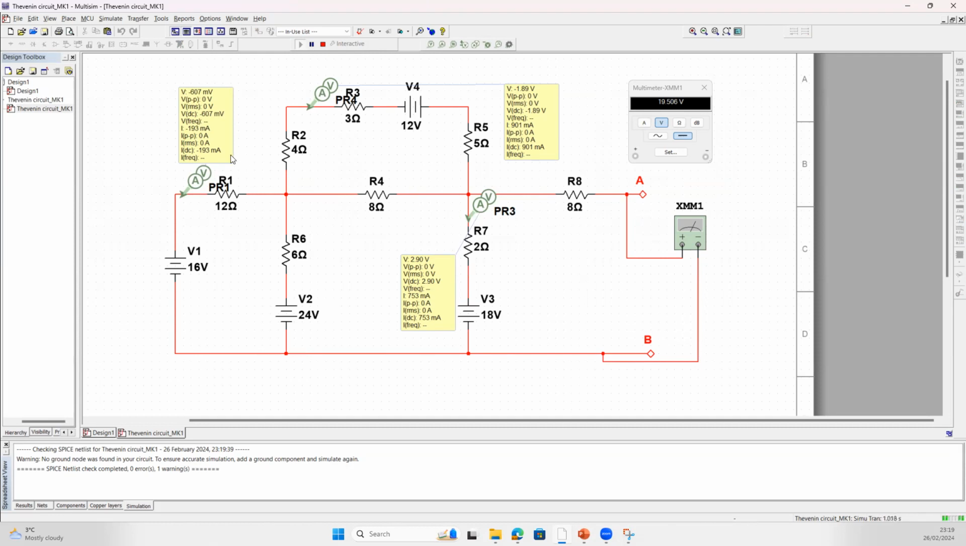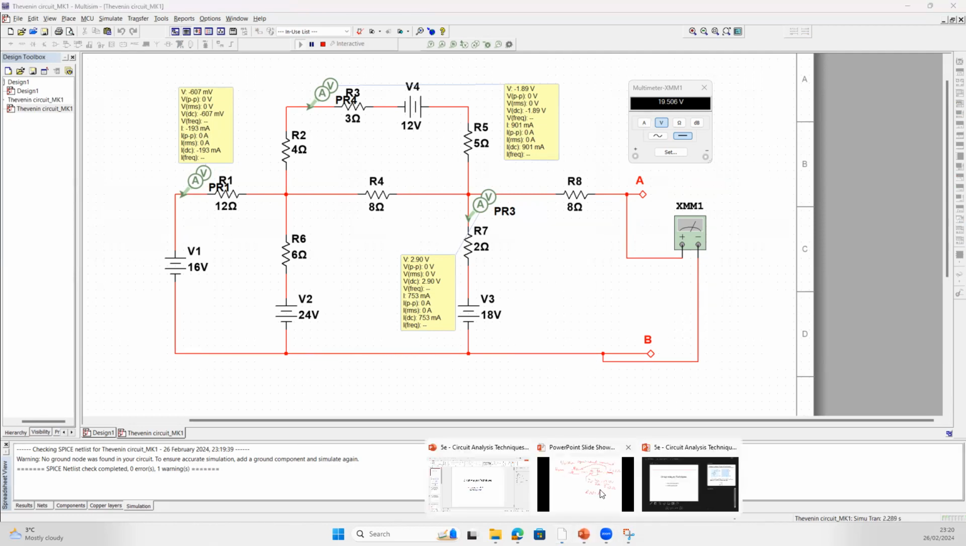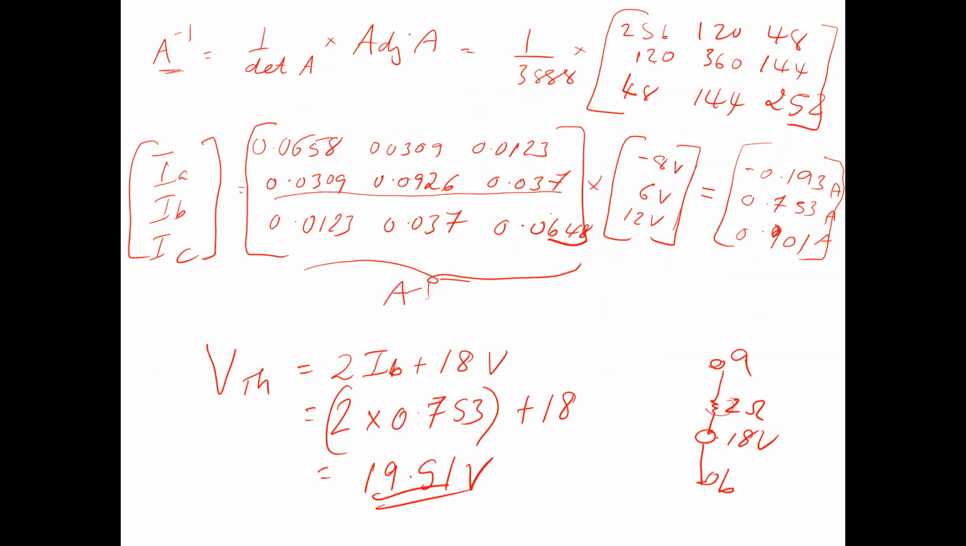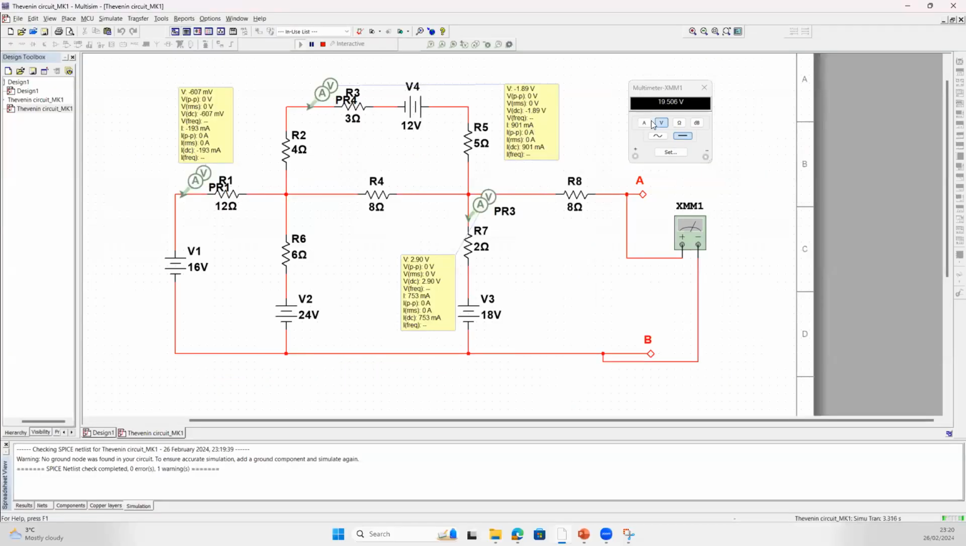And then if you see IA, mesh current A, it is minus 0.193 milliamp, I'm sorry. And then IC, it is 0.901, sorry. And then IB, it is 0.753 amp. Does it match? Let's have a look with this current, yeah, this current, okay. And then of course Thevenin is 19.51.